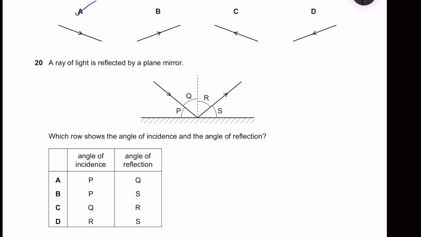Question 20. The ray of light is reflected by a plane mirror. Which ray shows the angle of incidence and the angle of reflection? So this is your normal, and this is your incidence, and this is your reflection. So your angle of incidence is between the incidence ray and the normal, so this and this. So it will be C.